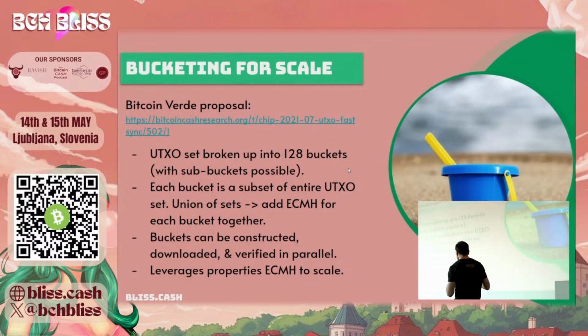But that nice property of bucketing, where you can split everything up, is really cool. It's easily parallelizable, and in fact the Bitcoin Verde proposal explicitly leverages this, even in the protocol design of how you do the peer-to-peer sharing of the UTXO set. The proposal splits up the UTXO set into 128 buckets, and each bucket is a subset. You work on each bucket independently, and at the end you add them all up, and you get to the root and the commitment hash.